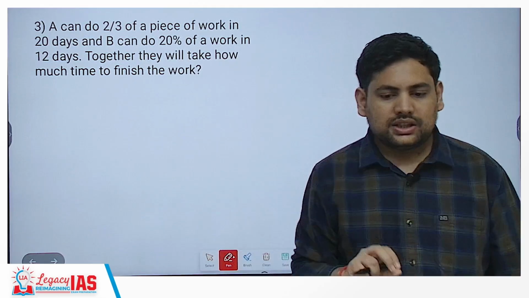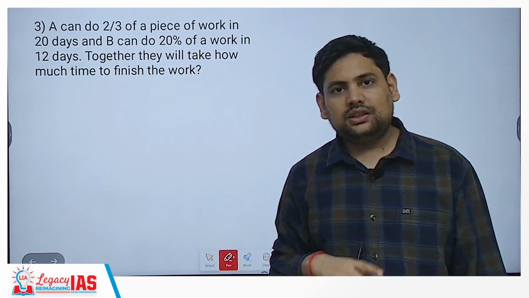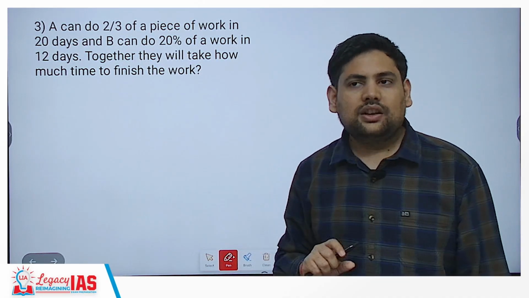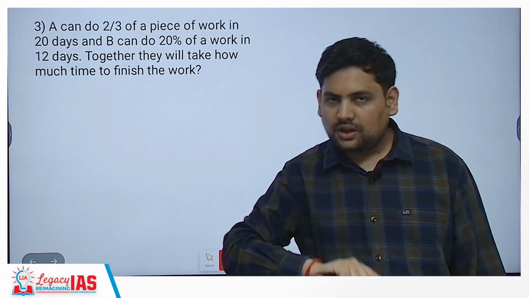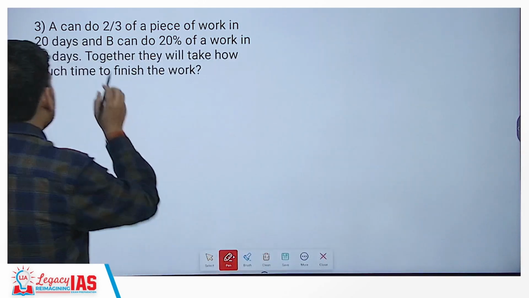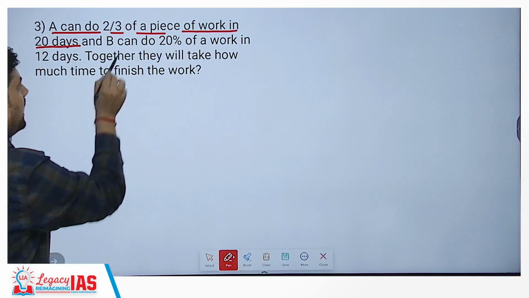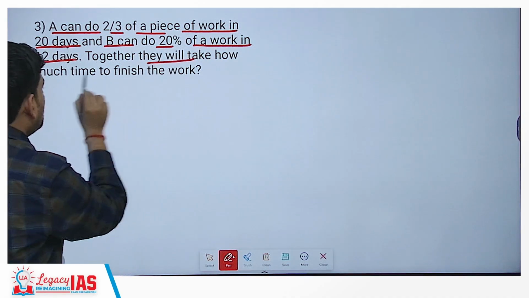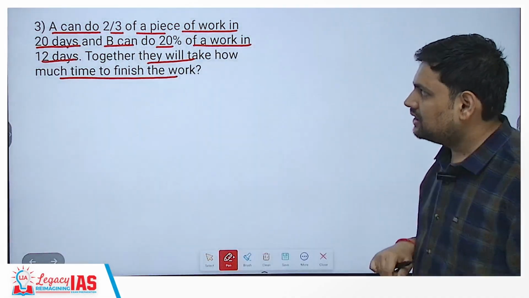Now we will do some different kind of questions where instead of giving you the complete time period that A or B or any person takes, they are giving you the time period to complete some amount of work instead of completing the entire work. For example, see this question. A can do 2/3 of a piece of work in 20 days and B can do 20% of a work in 12 days. Together they will take how much time to finish the work? Now, see how it works.